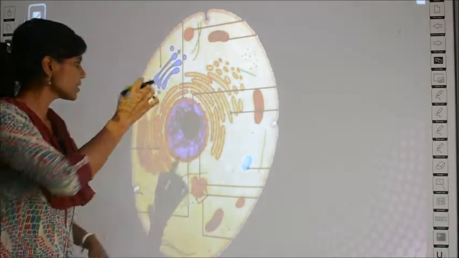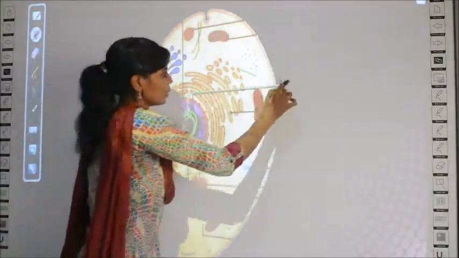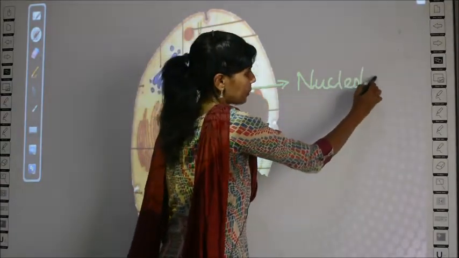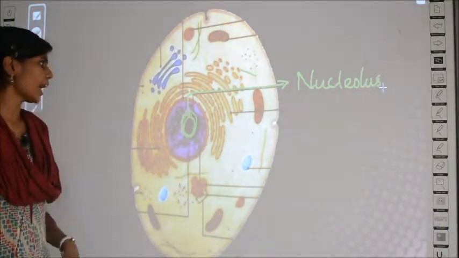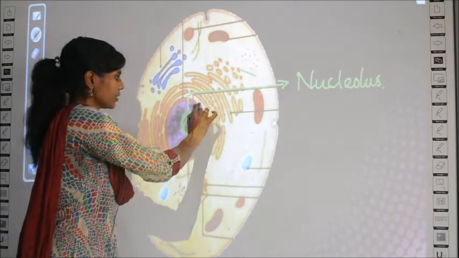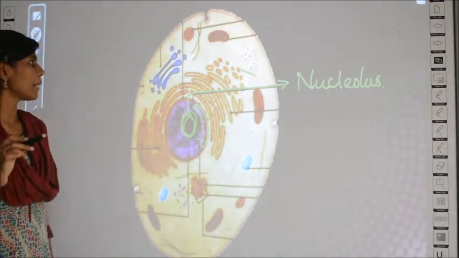What is this circular structure called inside the nucleus? It is called the nucleolus. We have learnt already in the structure of a plant cell, the same nucleolus is here also. And here you can find the nuclear membrane too, right? Can you see the double layered membrane? This is the nuclear membrane.